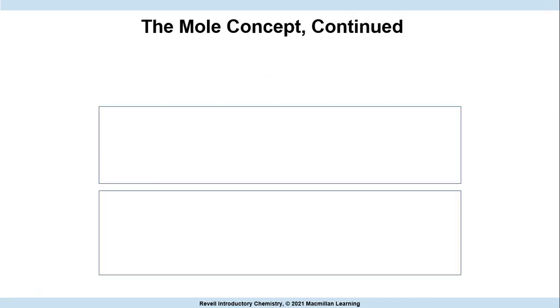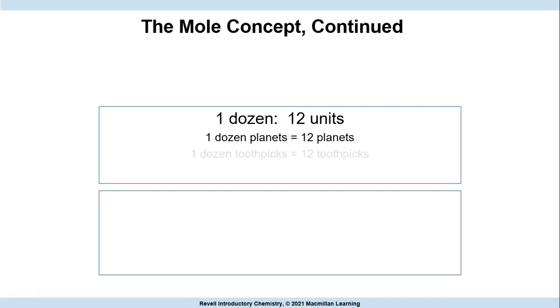So for chemists to solve this problem, they are going to use what we call the mole. Now, we know that when we hear of a dozen, it is equivalent to 12 units. So when they talk of a dozen planets, we mean 12 planets. When we talk of a dozen toothpicks, we mean 12 toothpicks. When we talk of a dozen donuts, we mean 12 donuts.